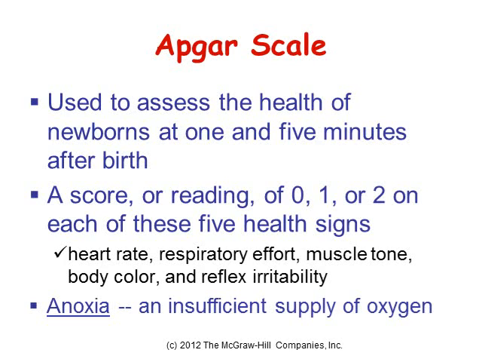The Apgar Scale is used after the baby's born to assess the health of newborns at 1 and 5 minutes after birth, and they're given a score that ranges from 0 to 2 on each of 5 different health signs. Those health signs are heart rate, respiratory effort, muscle tone, body color, and reflex ability. So if an infant has a normal or good heart rate, they're given a score on the Apgar scale.